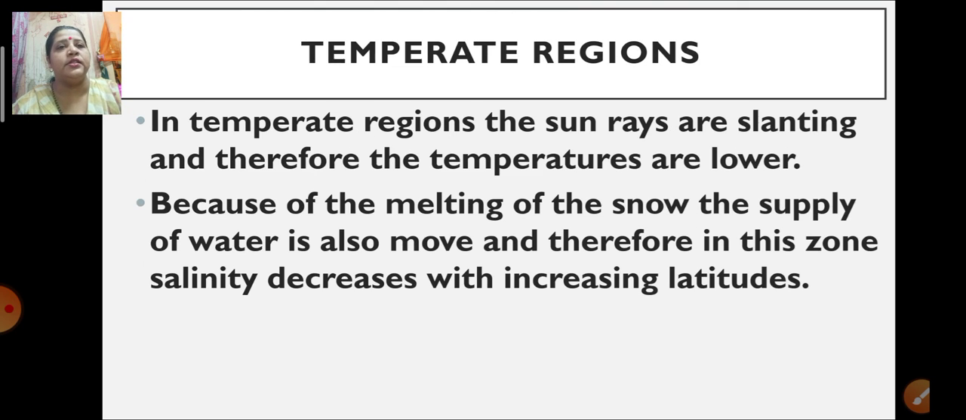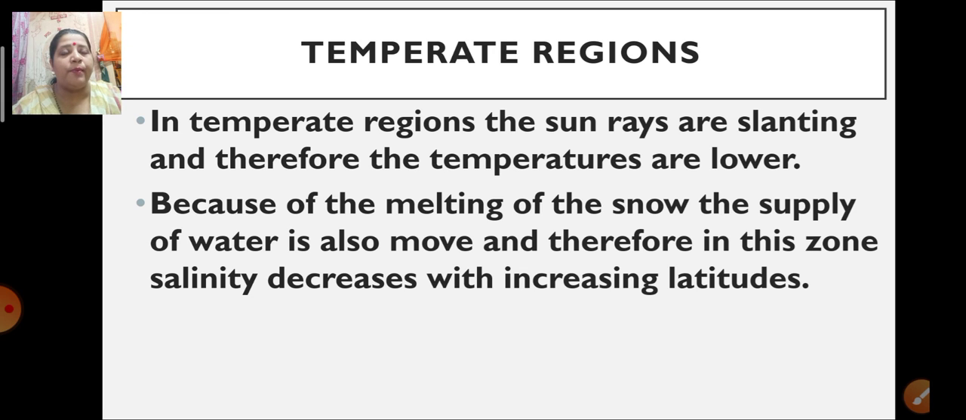Next is temperate regions. Now we'll talk about the temperate regions. We have learned about the temperate region. In the temperate region, the temperature is not too high nor too low. The sun's rays are slanting and therefore the temperatures are lower. Because of the melting of the snow over here, just because it is almost near to the poles.